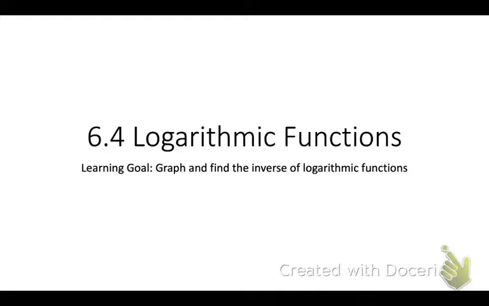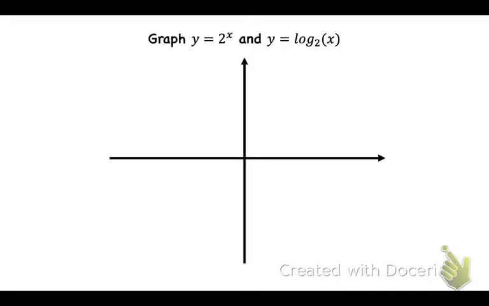Okay, 6-4 logarithmic functions. We are going to graph and find the inverses of them. We've already discussed that exponential and logarithmic functions are inverses of each other, so we're going to end up with a log function if we start with an exponent, and an exponent if we start with a log function, because we know those are already what they are. So very basic, we're going to start with exponential.